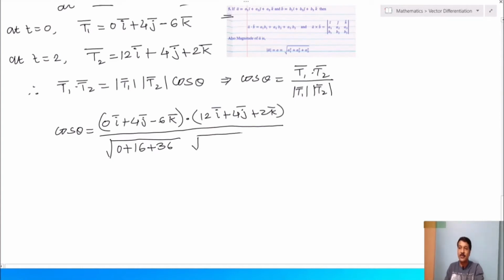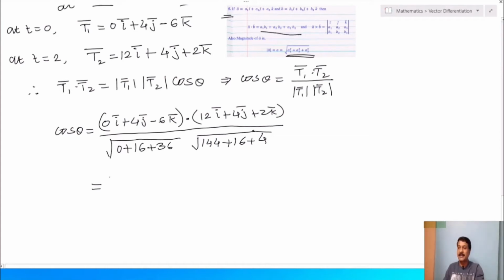And here under root, what is the magnitude? You can see here, and with that, what is the square of this 12? It is 144 plus the square of this, which is 16, plus the square of this, which is 4. So what am I getting here? What is A dot B? A dot B equals A1 B1 plus A2 B2 plus A3 B3.